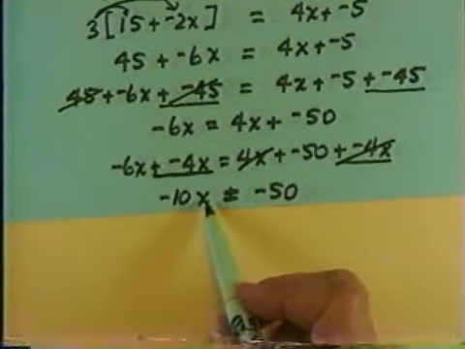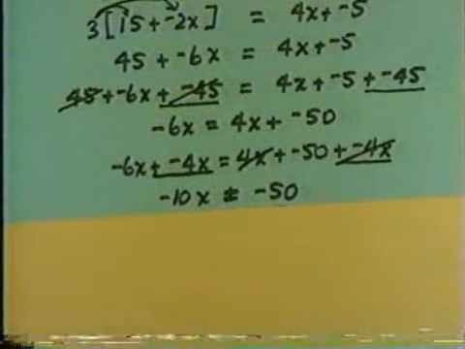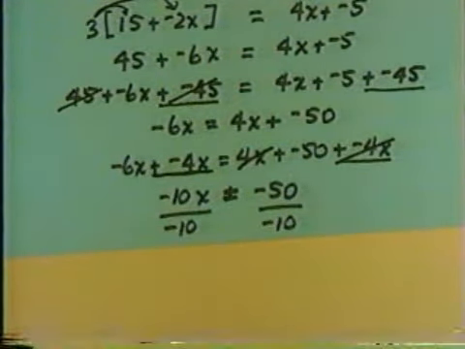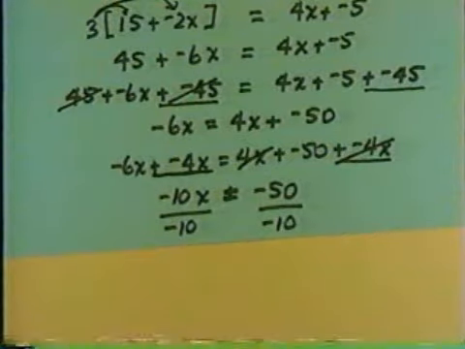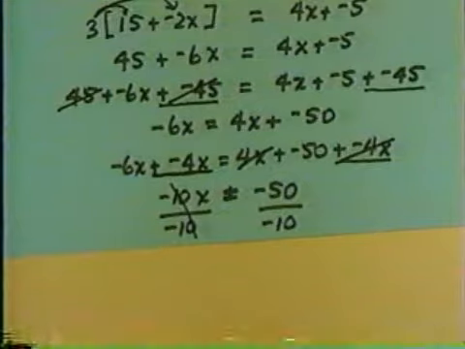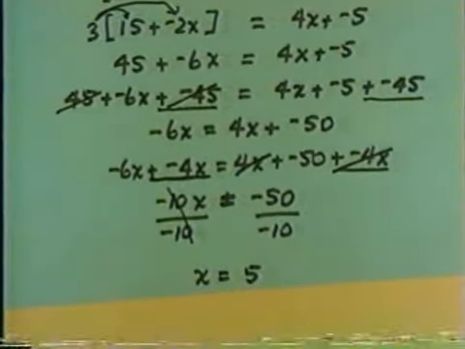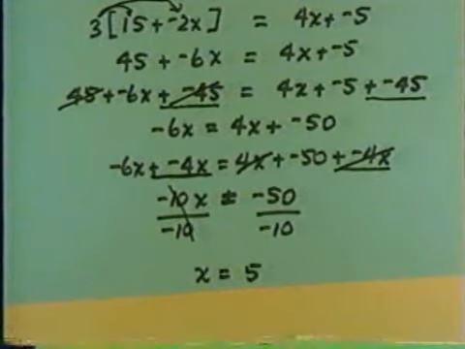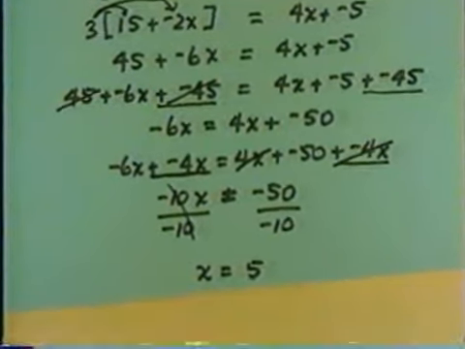To get the letter by itself, we must divide by the coefficient, which is negative 10. Divide on both sides by negative 10. The negative 10 over negative 10 cancels on the left. And that leaves us with x equals 5. Let's take a look at the check.